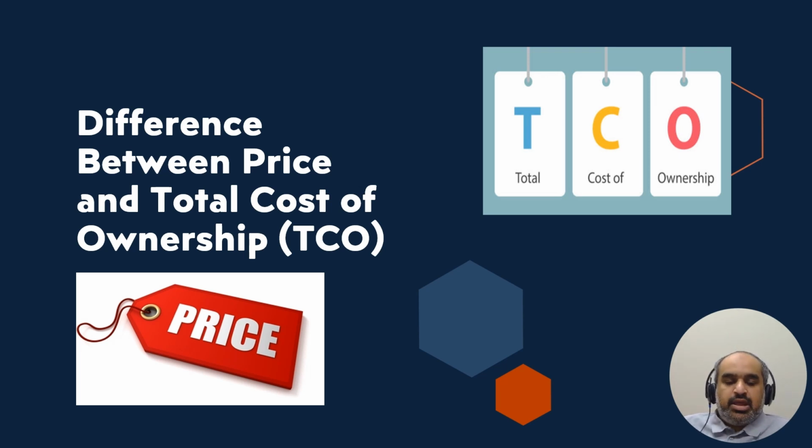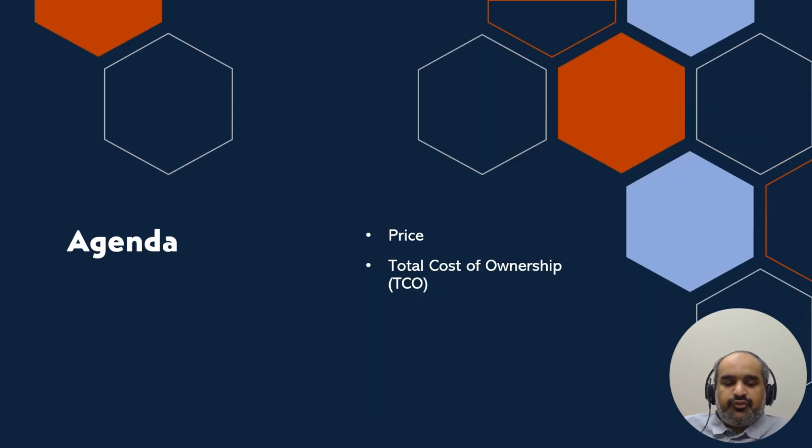So the topic for today is the difference between price and total cost of ownership. The agenda for today's short video is we talk about price, we talk about total cost of ownership, and we try to understand it through some common examples so it's easier for us to understand and remember it.